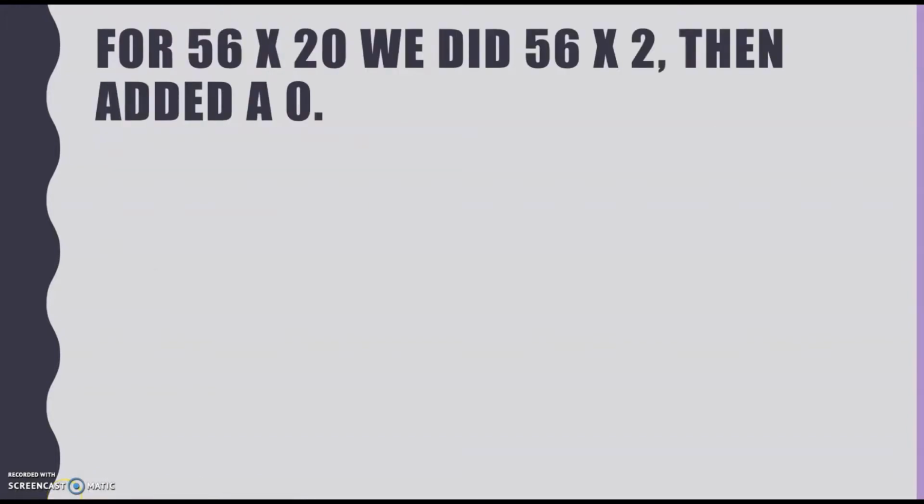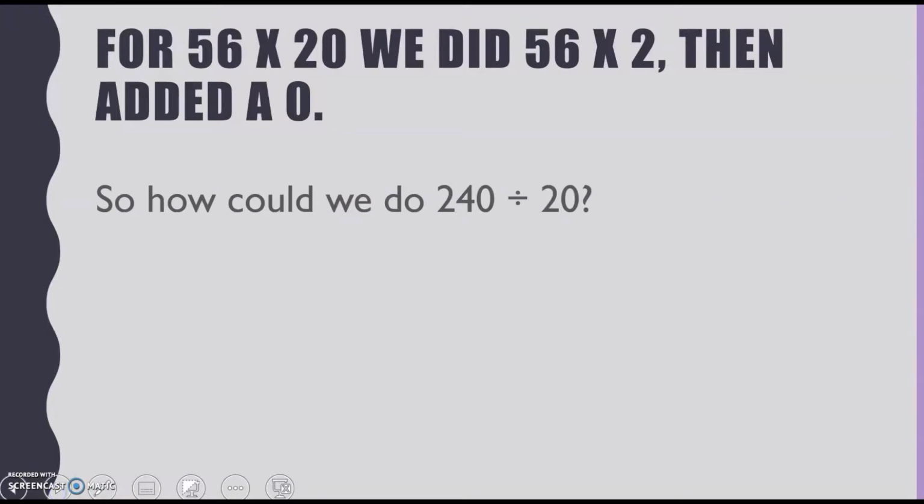So we have just been looking there at multiplying by multiples of 10, 100 and 1,000. So when we did 56 times by 20, we multiplied by 2 and then we added a 0. So how could we do dividing by 20? Well, dividing is just the opposite, so we are going to do the opposite 2 steps here. My opposite of adding a 0 is removing a 0.